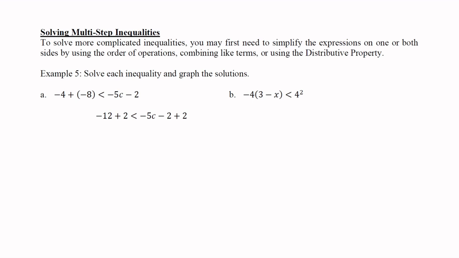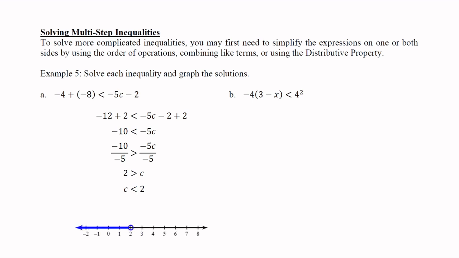And then we're going to add 2 to each side. And that gives us negative 10 is less than negative 5c. Now we've got to divide by negative 5, and in doing so, we have to flip the inequality, and that gives us 2 is greater than c, or you can flip the whole thing and read it as c is less than 2. That aids in our graphing on our number line.